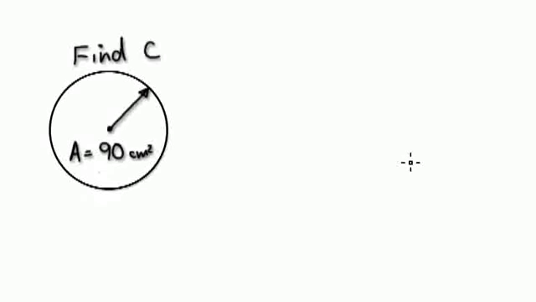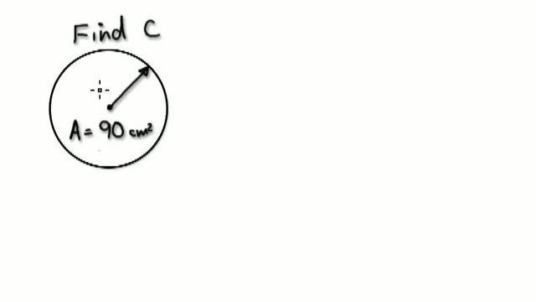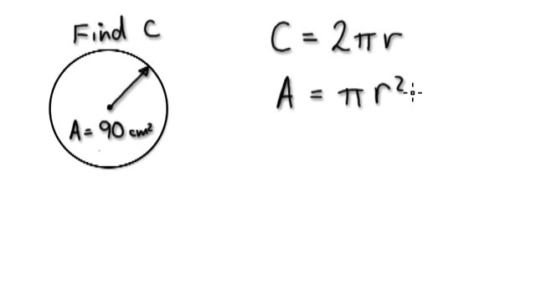Now it's your turn to have a go. I'm giving you now a circle. It has an area of 90 centimeters squared. Find the circumference of this circle. So remember the two formulas that you have to play around with are C equals 2 pi r and A equals pi r squared.